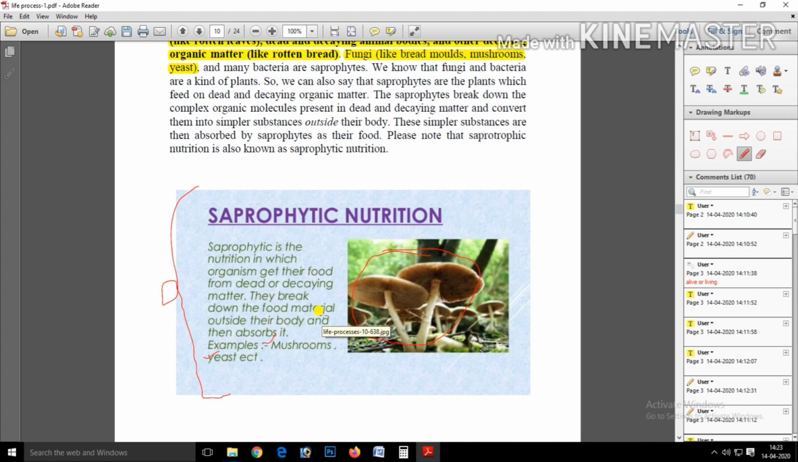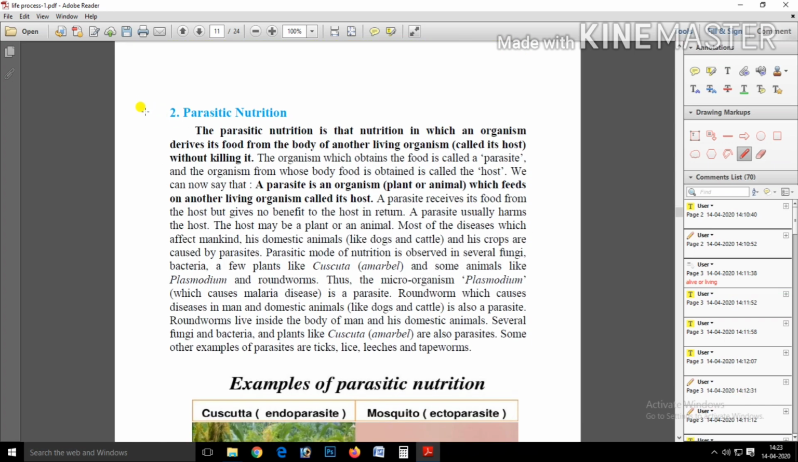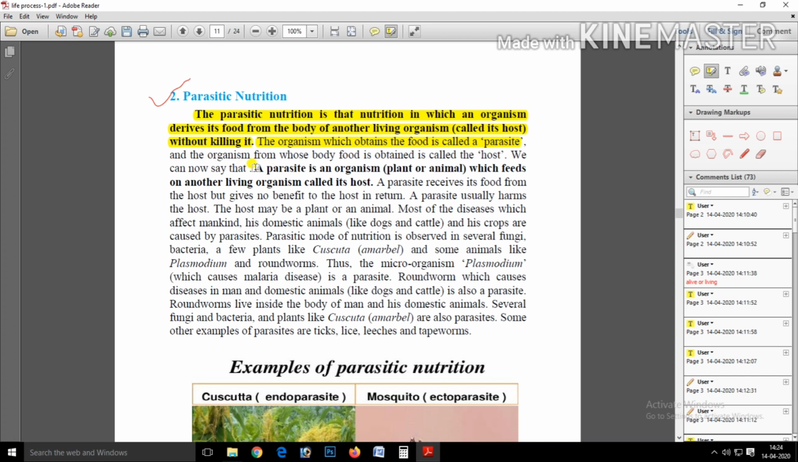The next one is parasitic nutrition. The parasitic nutrition is that nutrition in which organisms derive their food from the body of another living organism. Remember, not dead food, from living organism. In this case, the organisms which take the food are called parasites, and from which organism they take, they are called hosts.